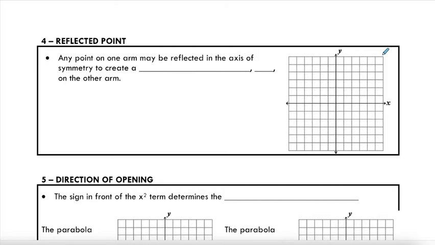Some more definitions. The reflected point. Any point on one arm may be reflected in the axis of symmetry to create a reflected point. And we can call that reflected point an R on the other arm. As we mentioned before, when we looked at the axis of symmetry, every parabola has an axis of symmetry.